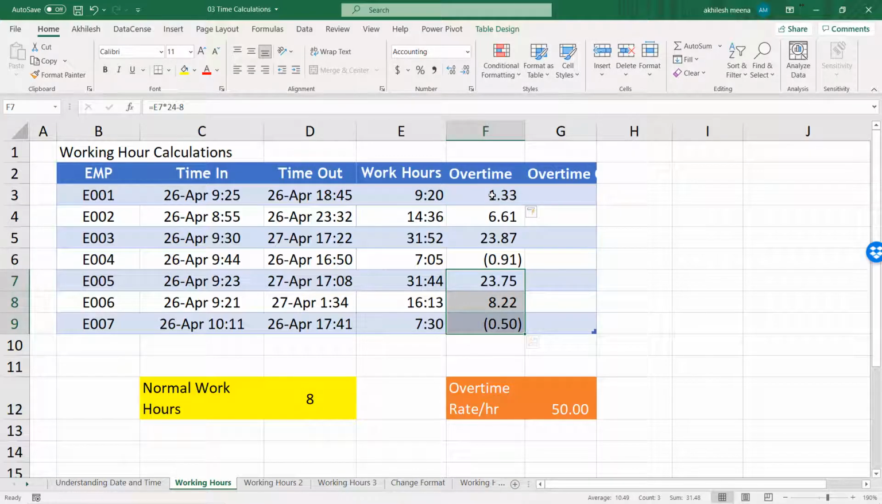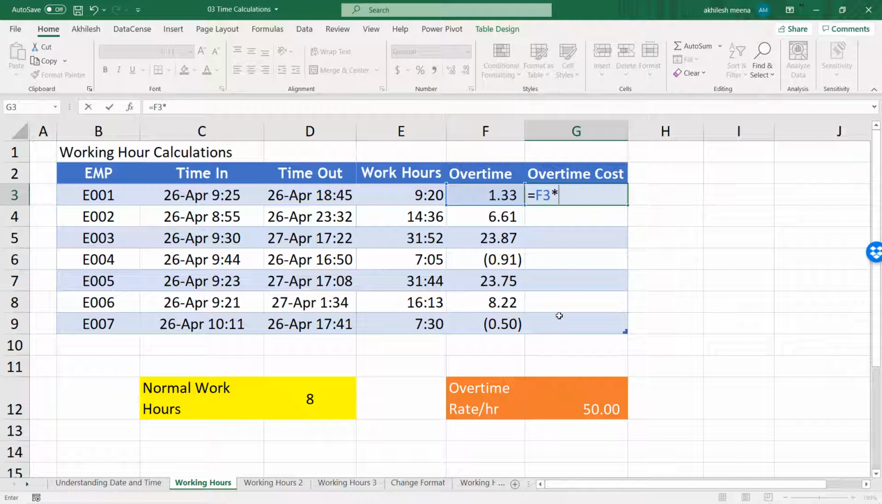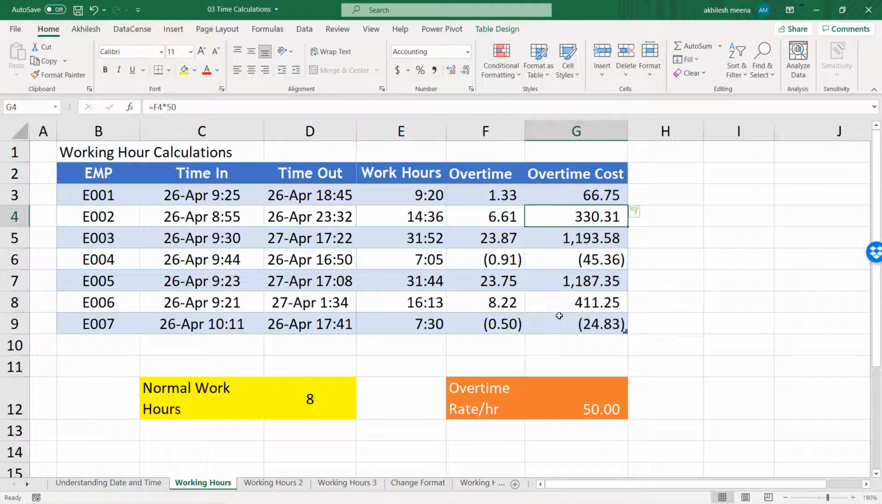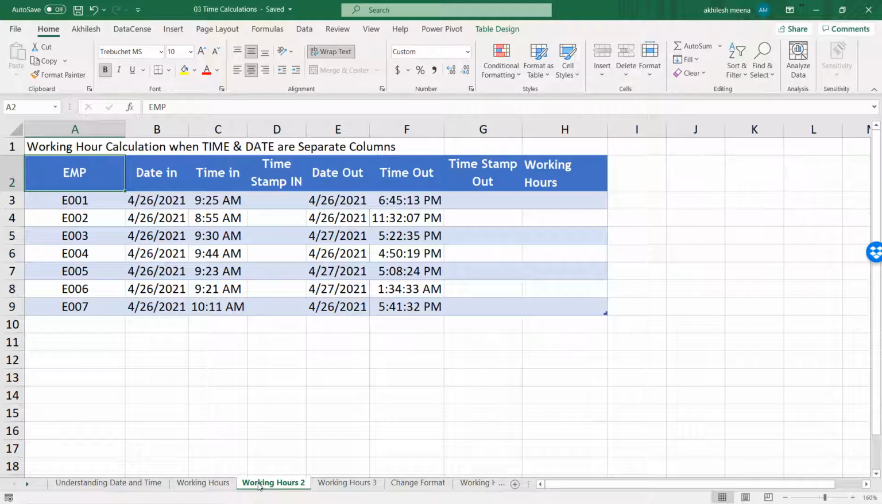Press enter. So wherever it is more than 8, it will show a positive number. Wherever it is less than 8, it will show a negative number. If you have an hourly rate for overtime, then just multiply overtime hours with that rate, which is currently 50, and press enter. So this is the cost which you need to pay. You may deduct or may not deduct the negative values. Okay, so you can delete those things if you want. So the main thing is calculating working hours and subtracting your normal working hours out of that to calculate the overtime. Okay, now let us understand this situation.